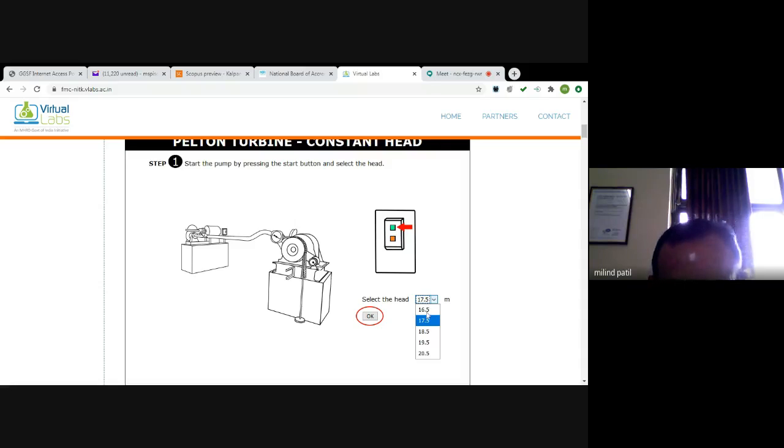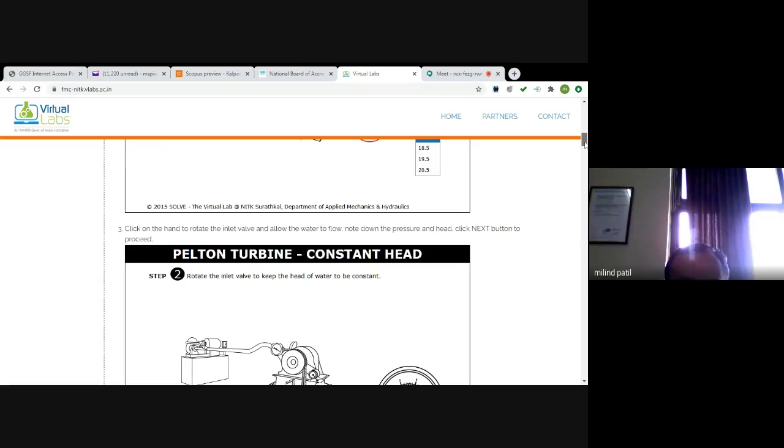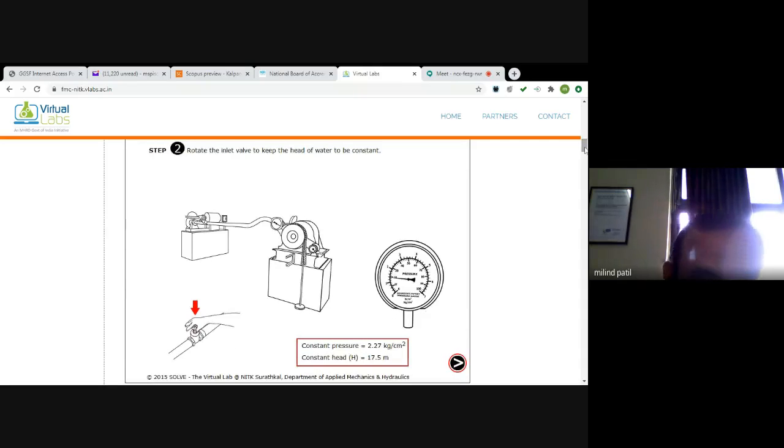You can select any type of head. There are 3 to 5 choices. Select any one that you want and click OK. Once you click OK, the second step will appear.